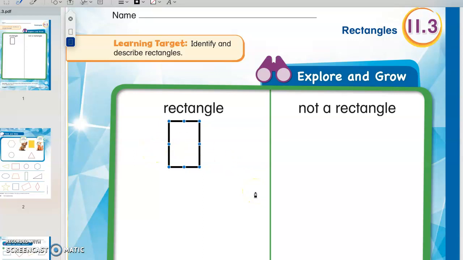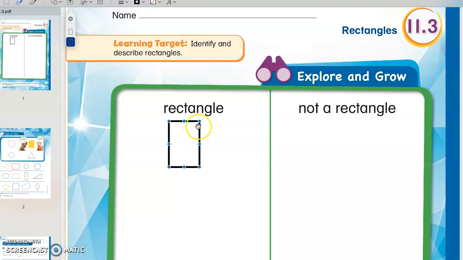Today's math lesson is all about rectangles. Now, rectangles, as you can see here, have 1, 2, 3, 4 vertices. Remember, vertex is that big word for corners that we've been using all week. Rectangles also have 1, 2, 3, 4 sides.